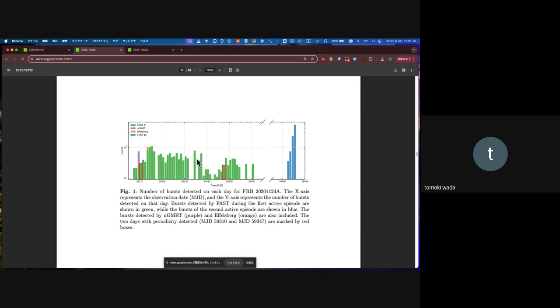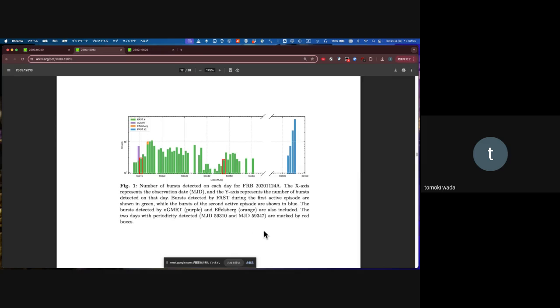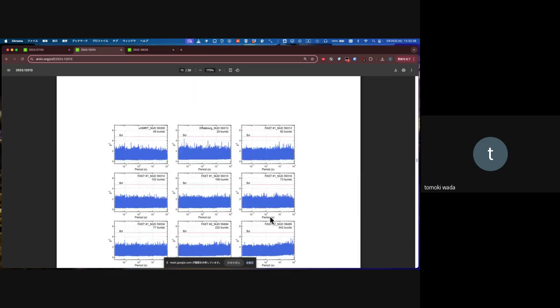So maybe they tried in each observation and only got significance on selected days when bursts happen in a clustered manner. That's what I guess. I'm not sure. Okay. So just having a large number is not enough. The large number of bursts must happen in a clustered manner over a short period.